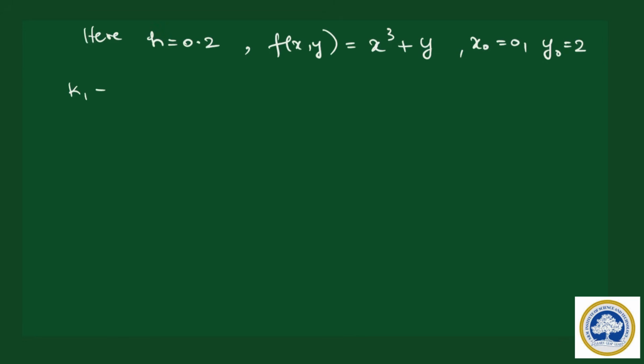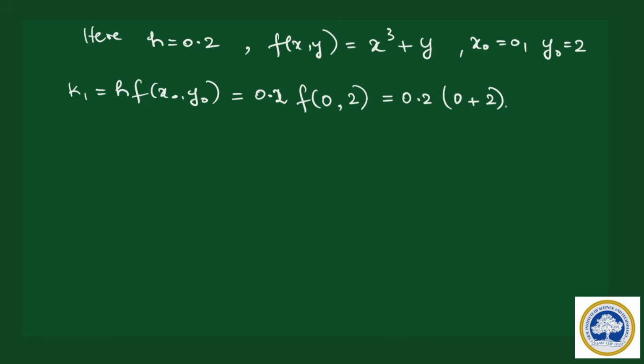So first, what is k1? k1 is equal to h into f of x naught comma y naught. So this is equal to h, which is 0.2 here, into f of x naught is 0 and y naught is 2. So we have to calculate 0.2 into, here x naught is 0, so 0 cube is 0 plus y is 2. So the answer will be 2 into 0.2, which is 0.4.